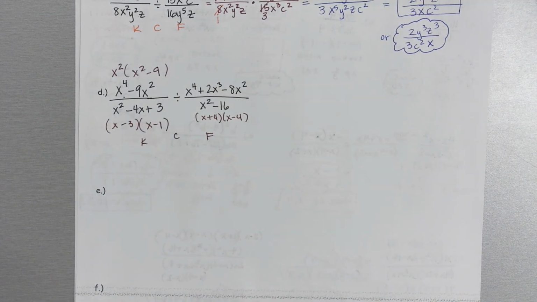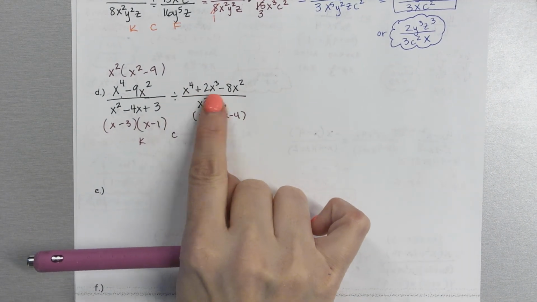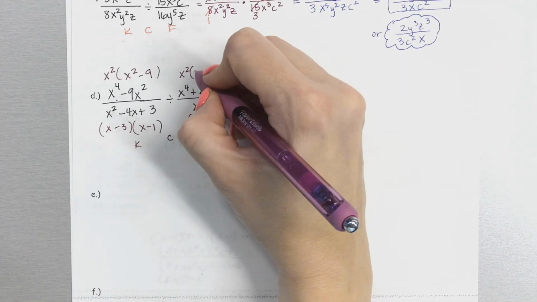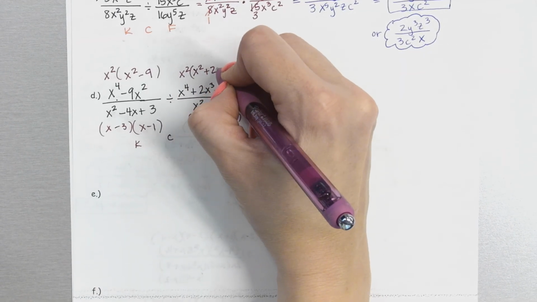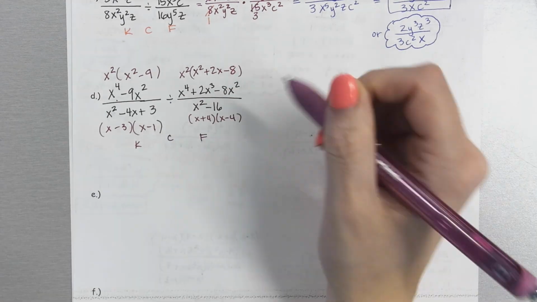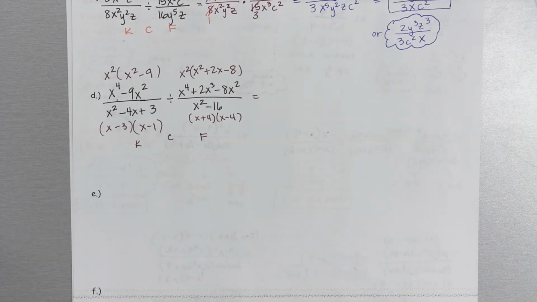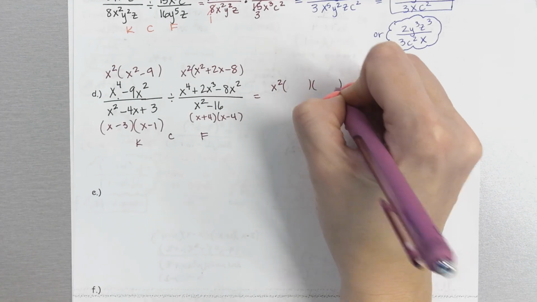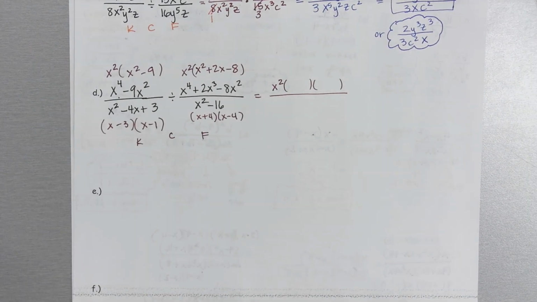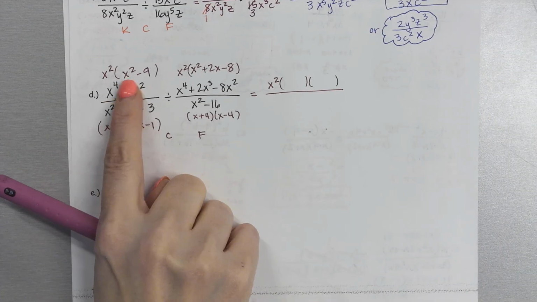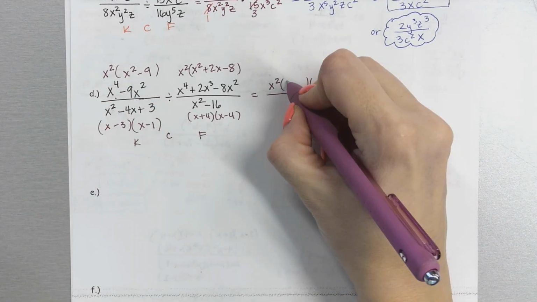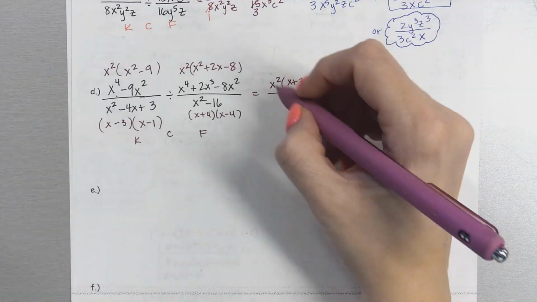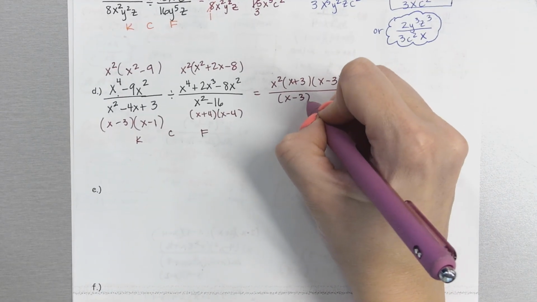Okay, now in the numerator, what can you take out of all of those? X squared. So we're going to do that first, and then we'll factor in the next step. All right, so here we have x squared minus 9. We recognize that as the difference of two squares, so we factor that down. We've already factored the denominator.